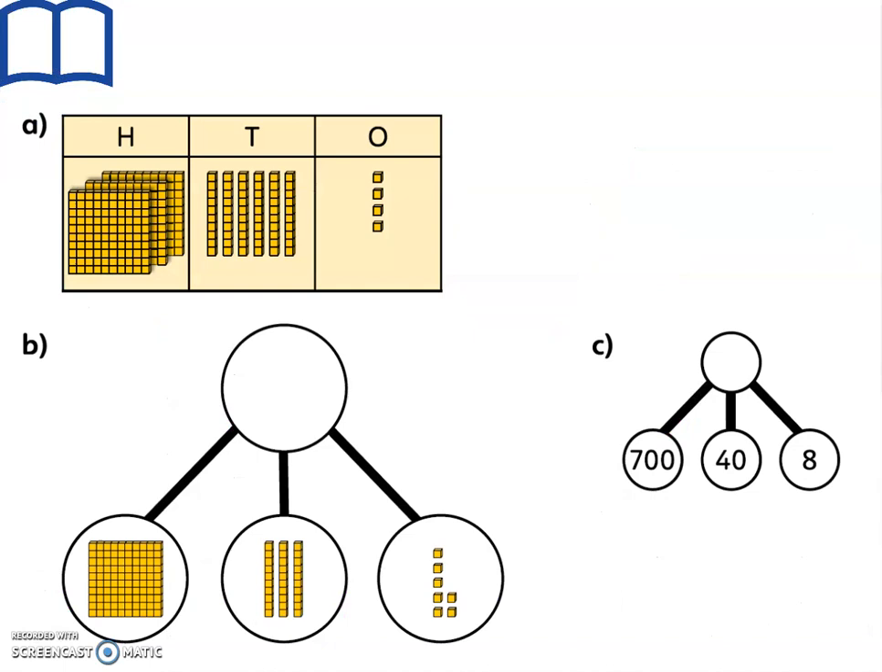Now, returning to your book, what I'd like you to do is to look at the different ways that I've represented these three numbers and record the number that it is being shown. So this will be a time to pause the video and allow yourself time to look at each of the representations and write down in your book what number you think is being represented by each.